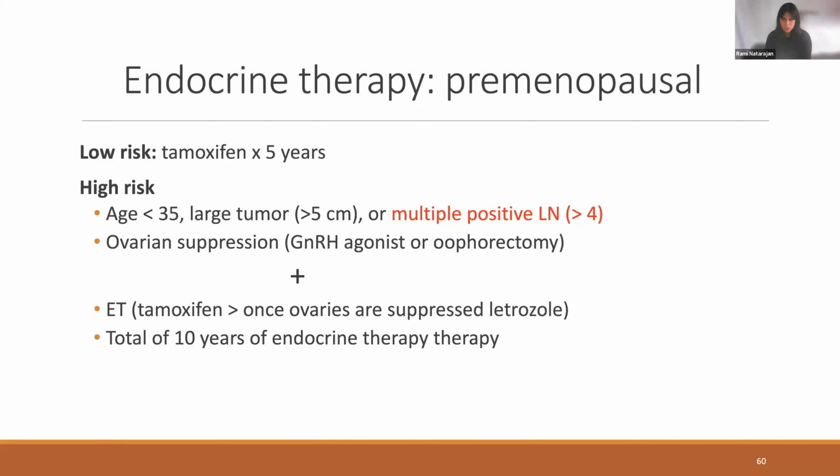And there are 2 ways you can do it. You can start the Lupron, and then at the second shot, she should be suppressed, and then start the letrozole with the second shot. Or you can start tamoxifen, wait a few months, and then switch over to letrozole. But in these high-risk patients, they should be on endocrine therapy for a total of 10 years if possible.